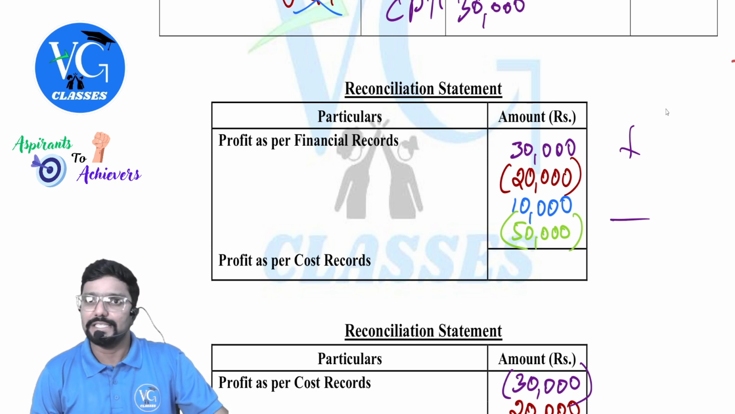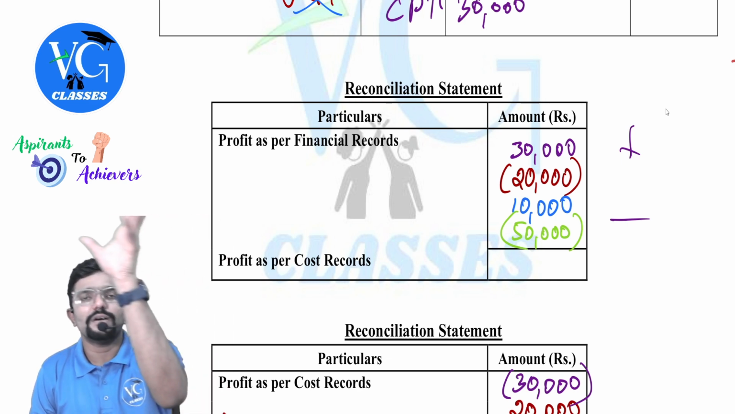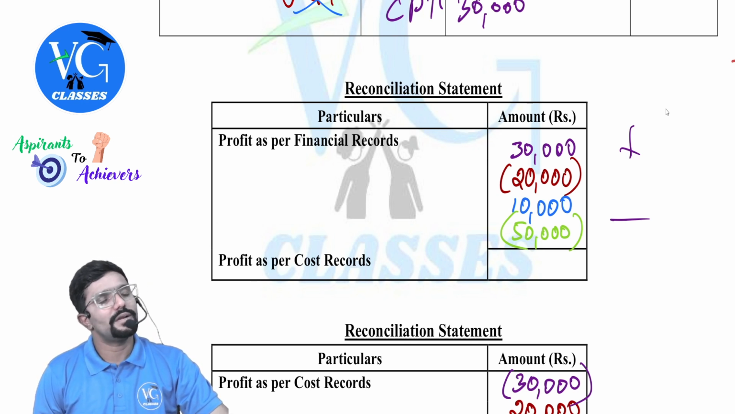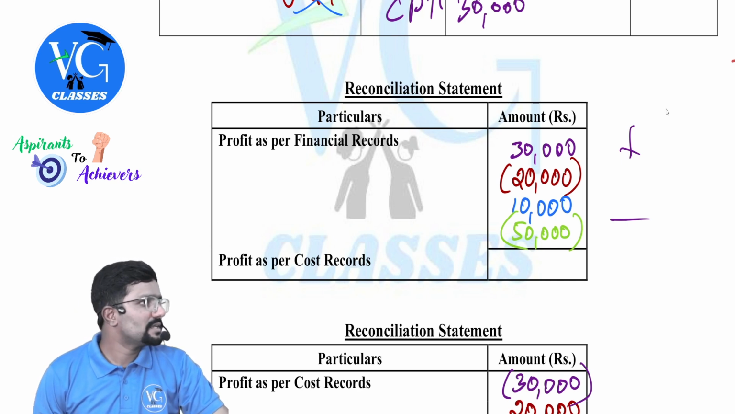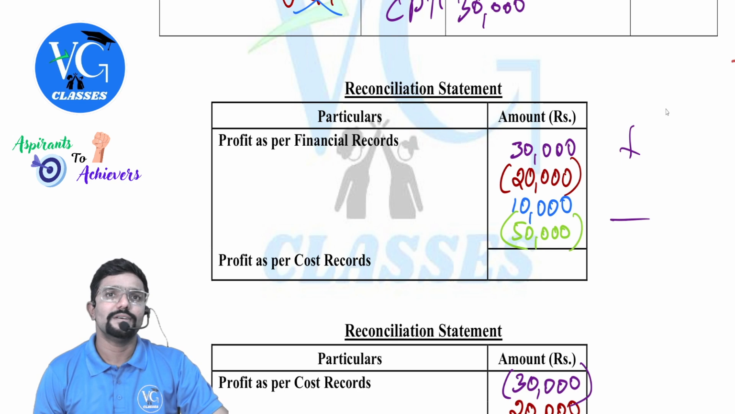Hope you guys can analyze now. Each and every item, analyze the effect of that on the profit. So you will be able to decide whether to add it or deduct it. Is that clear? Yes. So that means we are good to go for the problems. Ready for the problems?